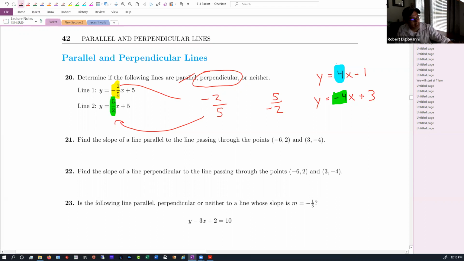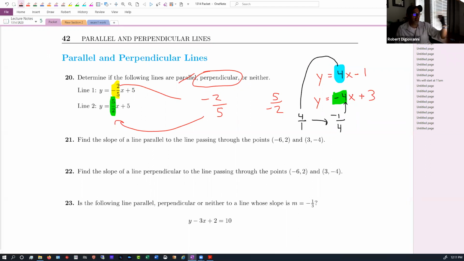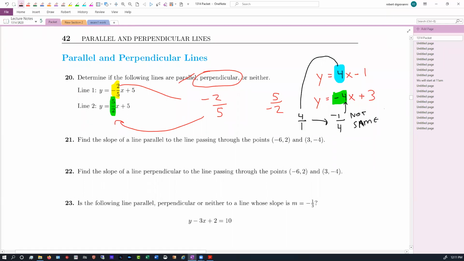Are they perpendicular? Take one of these, just pick one. Take 4, write it as a fraction, and flip it over. What happens if you flip this? 1/4. Then change the sign, -1/4. Is that what the other one is? No, it's not. -4 is -4/1, not -1/4. So these are not the same. What does that mean? They're neither. This would be neither.